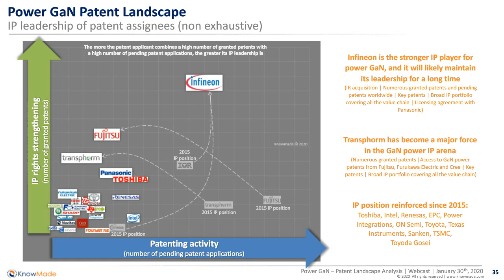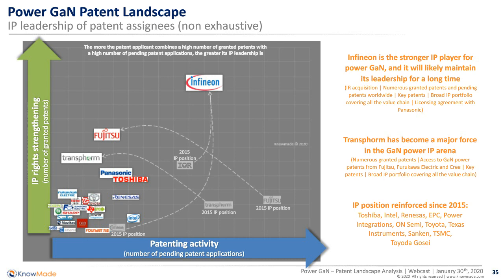And Transform has become a major force in the power GaN patent landscape, and it is currently the main IP challenger in power GaN. Transform holds a broad patent portfolio comprising fundamental patents in all the value chain, ranging from epi wafers, power devices, circuits, and packaging. And the company owns numerous enforceable patents, many in the US. But Transform slowed down its IP activities the last 3 years in terms of new inventions, but it continues to extend its priority patents with a particular interest for China and Taiwan.